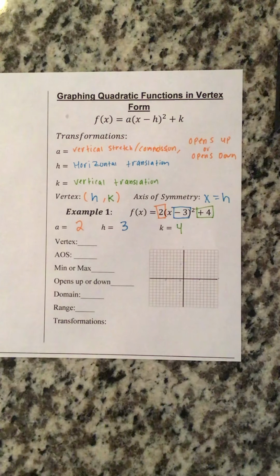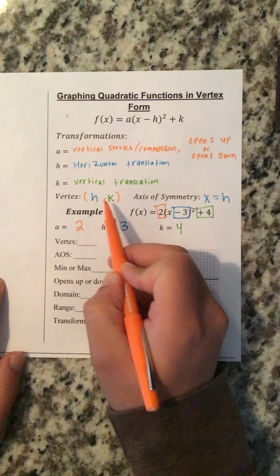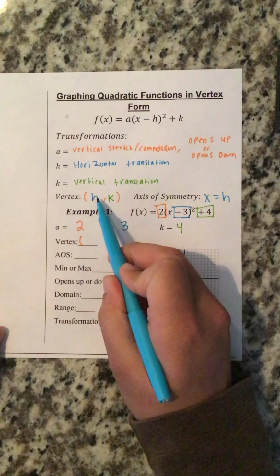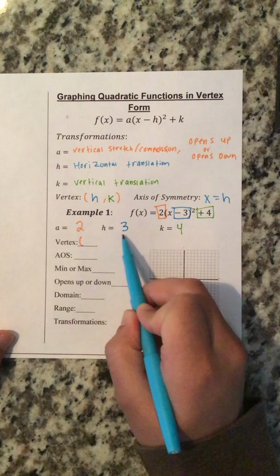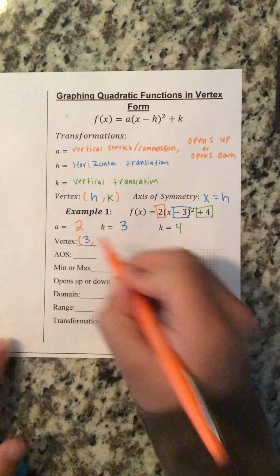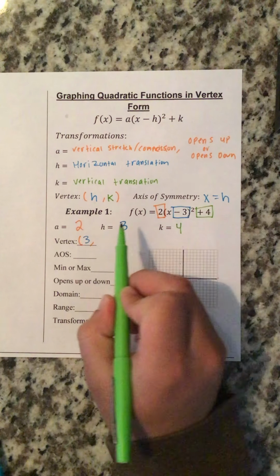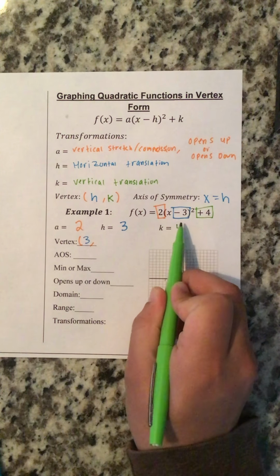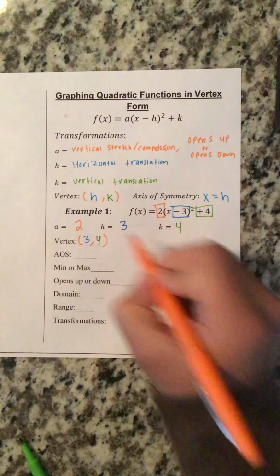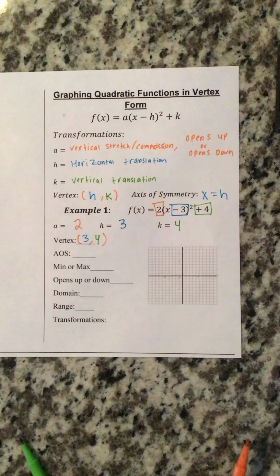So my vertex, if we remember, is parentheses h, comma, k. This is all we have to do. My h, for example 1, is 3, so I'm going to plug in a 3 right here for my x value. Then in my vertex, my k should be my y value. I look at my k value, I get 4, so I'm going to plug a 4 right in here. So the vertex of my parabola is 3, comma, 4. We're done. That's all you got to do there. Okay?